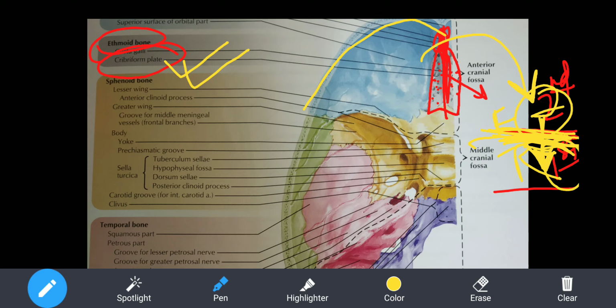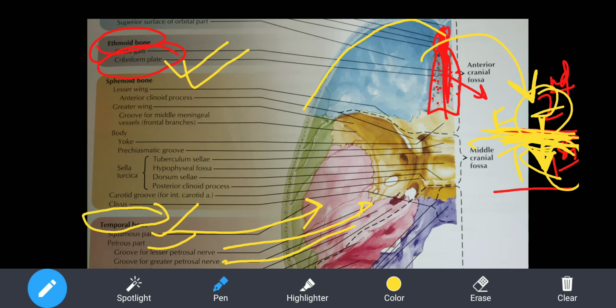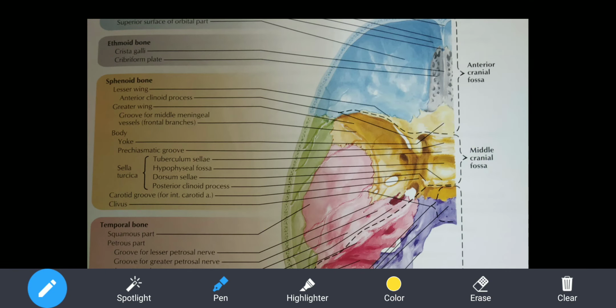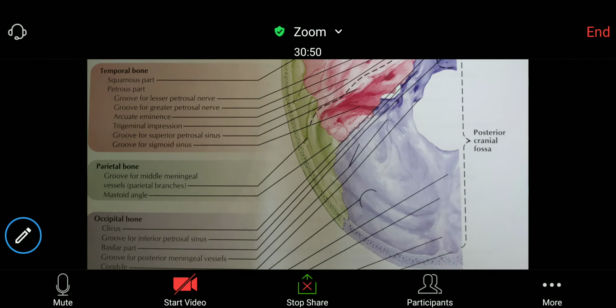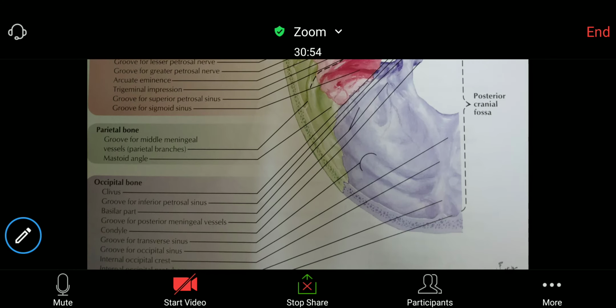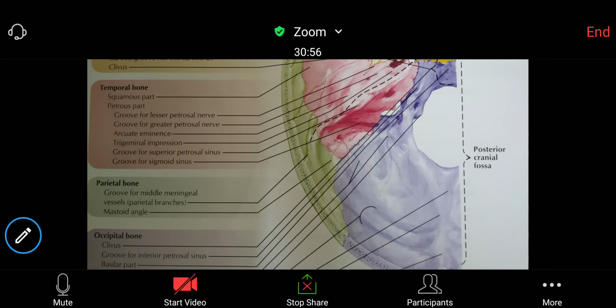See, here it is given. This is the temporal bone, squamous part, petrous part. See, this is the squamous part, and here from the outside you can see petrous part, groove for lesser petrosal nerve, groove for greater petrosal nerve. All these are the details. Once you are oriented, you can easily make it and understand it. See, it's a mastoid angle, mastoid process.